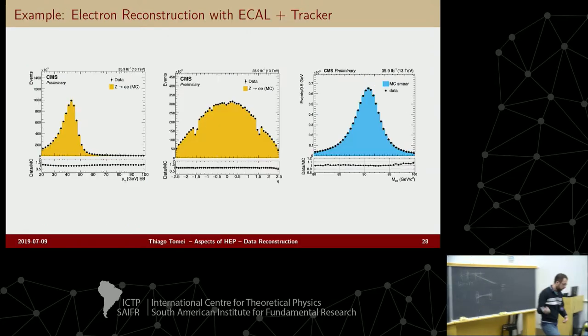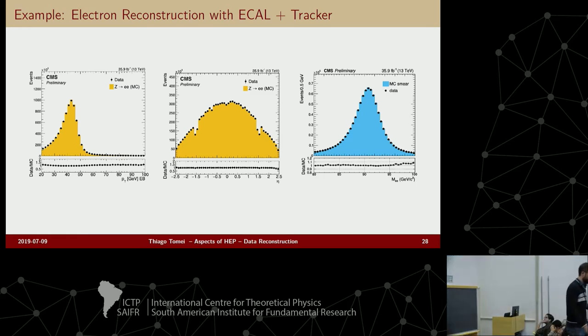Does it work? Let the data speak for themselves. This is electron reconstruction of the calorimeter plus the tracker, okay? So these are Z bosons decaying into two electrons. And here you can see the transverse momentum in the barrel. Here you can see the pseudorapidity. Here, look at the crack that I talked to you about before. And here you have the mass of the Z boson.